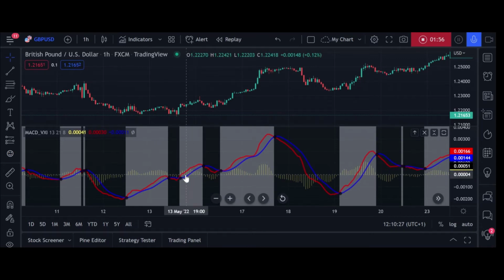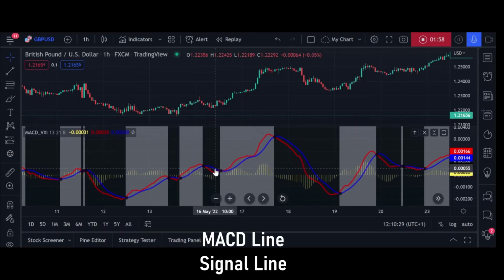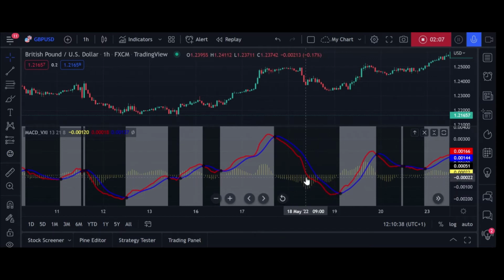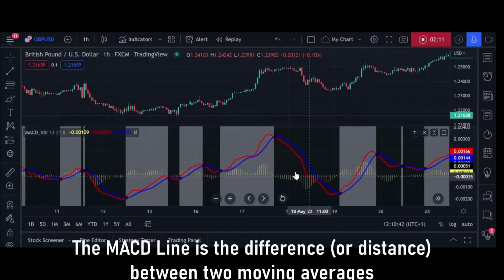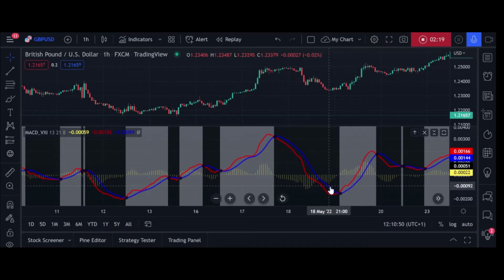There are two lines of the MACD: 1. The MACD line. 2. The signal line. There is a common misconception when it comes to the lines of the MACD, that the two lines that are drawn are moving averages of the price. They are not. The MACD line is the difference, or distance, between two moving averages. These two moving averages are usually exponential moving averages, EMAs. When looking at the indicator, the MACD line is considered the faster moving average.